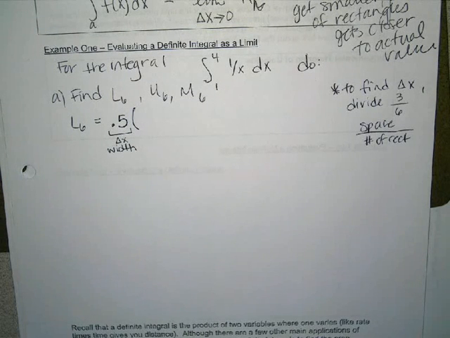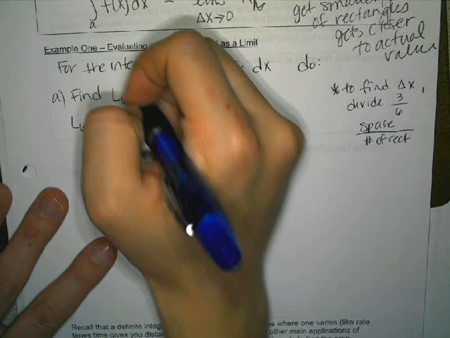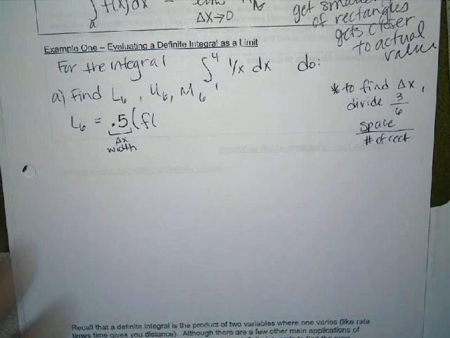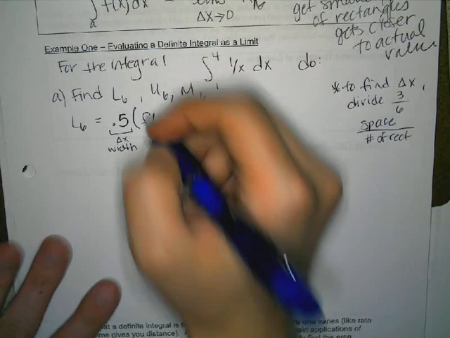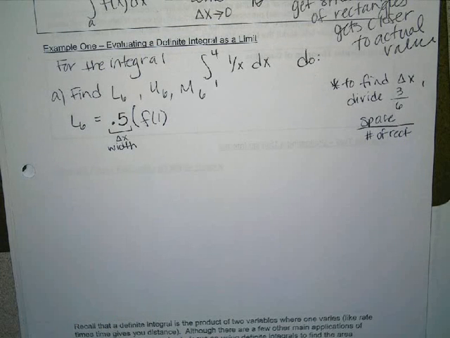Now, if we're looking at L sub 6, that means I'm going to have the left-hand point, or the left height, of each rectangle. Which means the x value that I plug in for my first height is going to be 1. And actually, you know what? I might want to graph this really quick. I'm just going to graph it on mine. You don't have to graph it on yours. I just think maybe a picture will help.